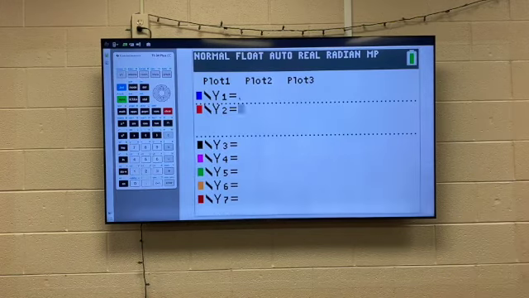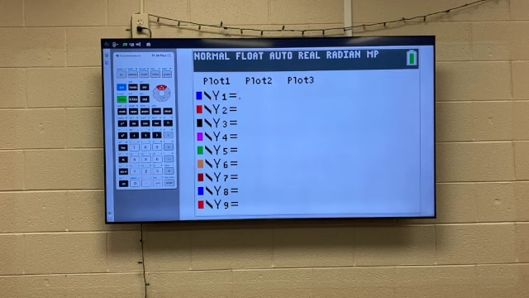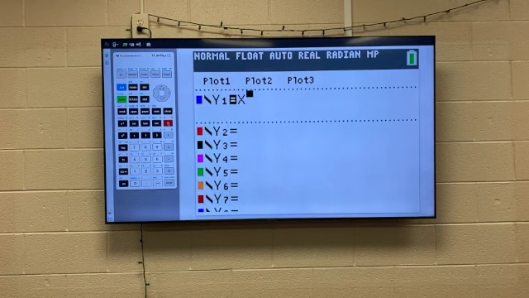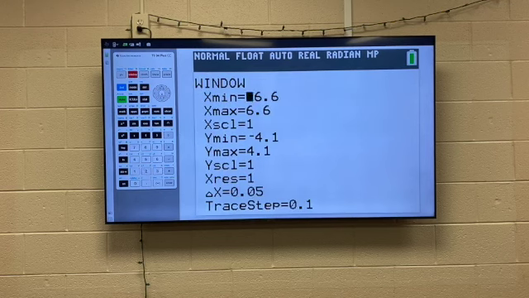And give me my equation again, Donya. X to the 4th minus 2x squared plus 2. And window, they told me to use negative 5 to 5, didn't they? This is close enough. That's good. Well, graph.